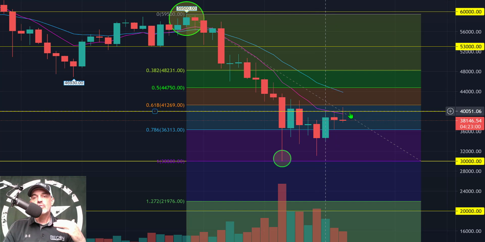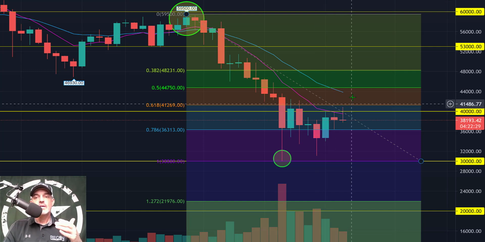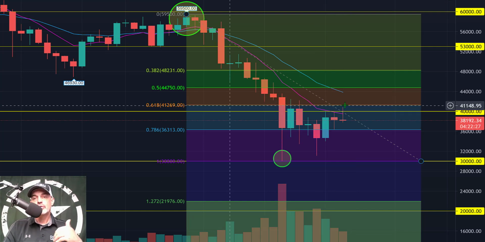So we have 40,000 right now acting as resistance, and right above that 40,000 happens to be the Fibonacci 618, and that's coming in just above 41,000. So somewhere in this zone, remember, the levels I'm looking at aren't actual numbers, they're more like zones. And so this 40 to 41,000 zone, I would really like to see the bulls push this price up above the 618 level. So now we're looking above 41,000.